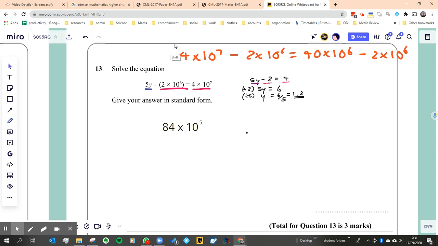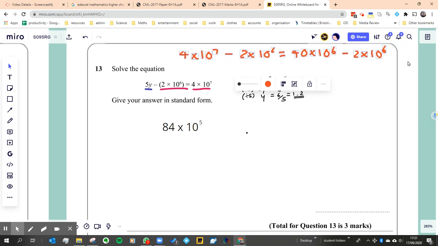I'm going to use that funky mirror trick. Hold on to Shift, draw a square around it, and shrink it.